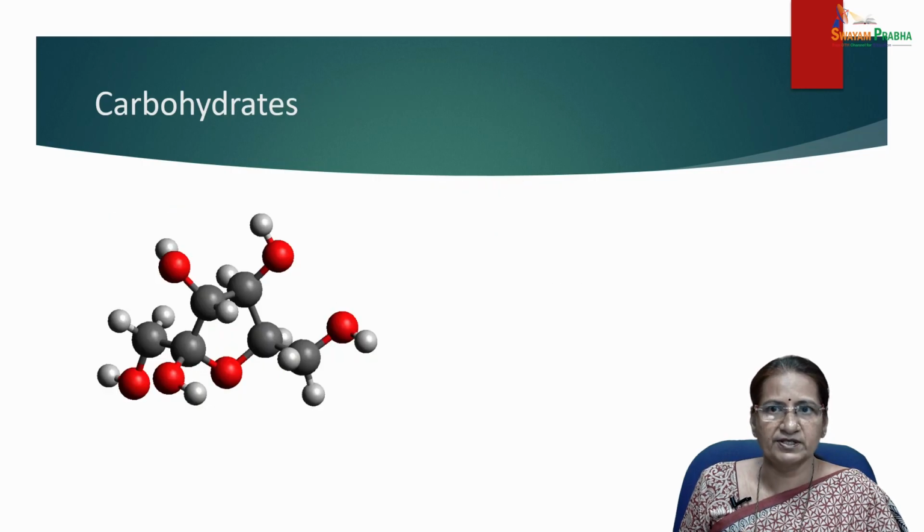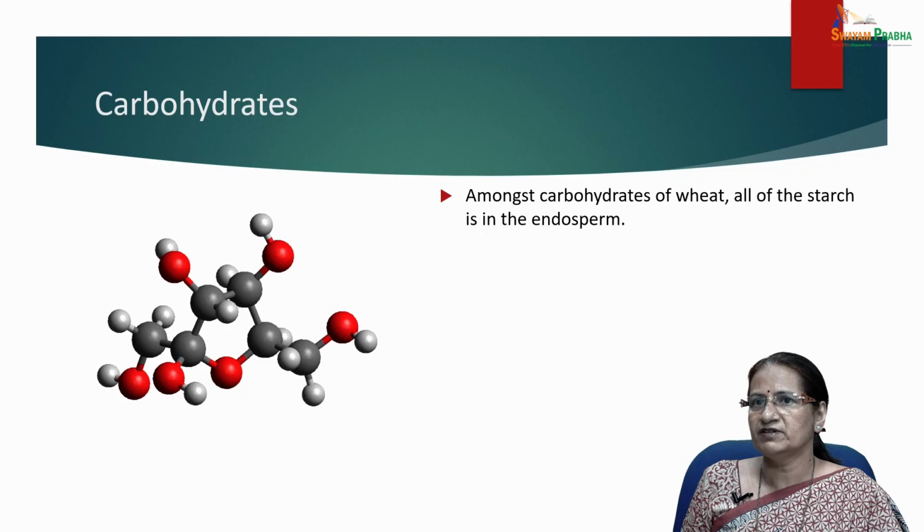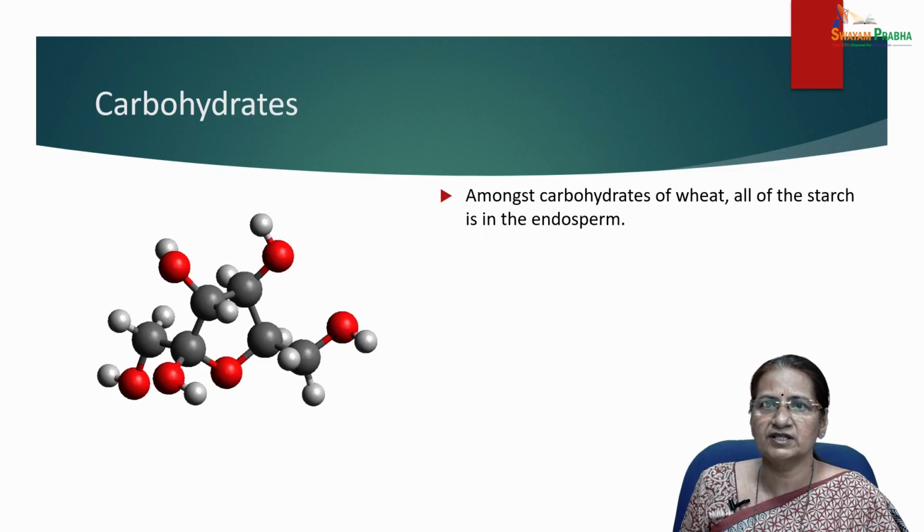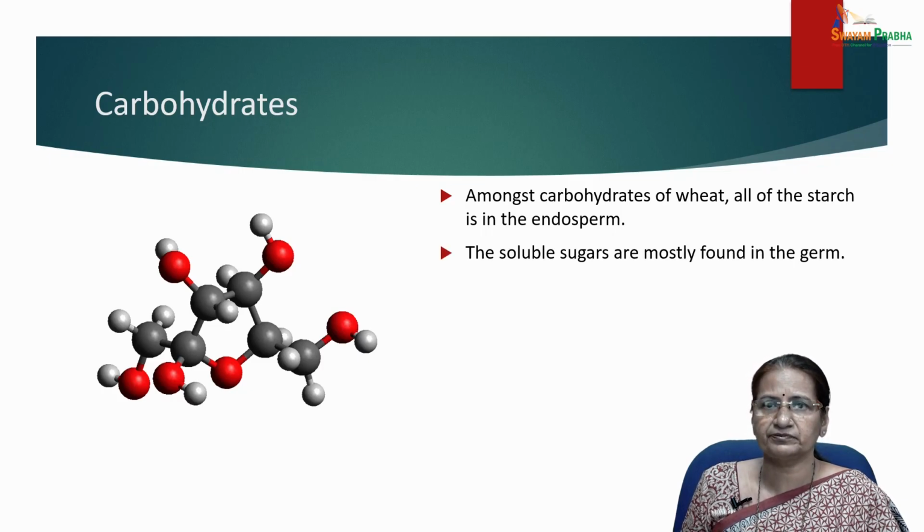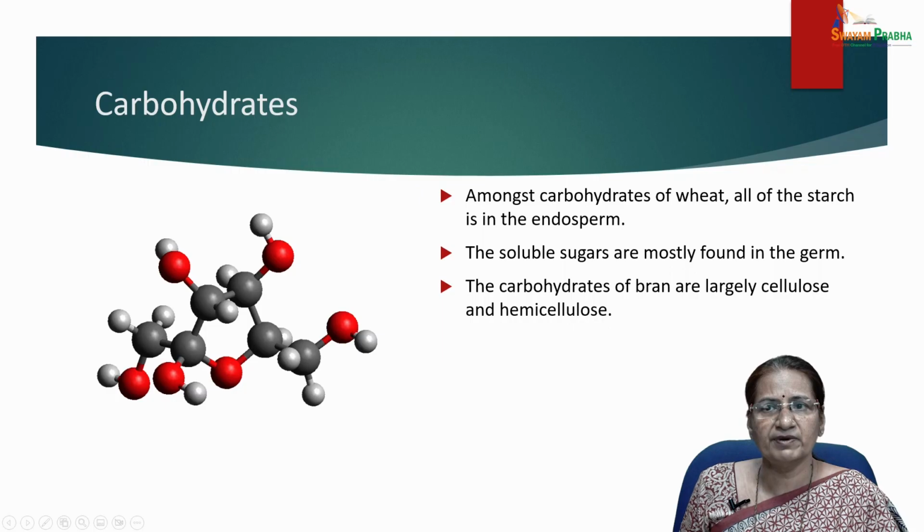Now carbohydrates. Amongst carbohydrates of wheat, all of the starch is in the endosperm. The soluble sugars are mostly found in the germ. The carbohydrates of bran are largely cellulose and hemicellulose.